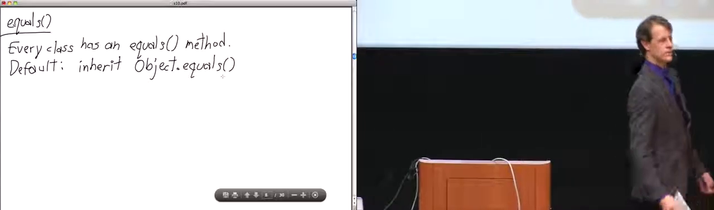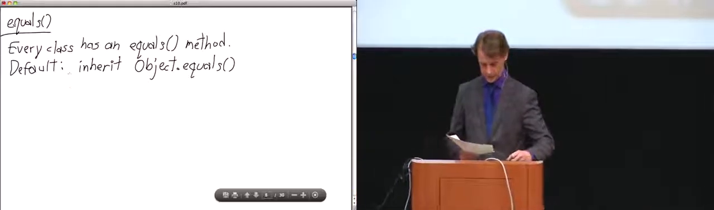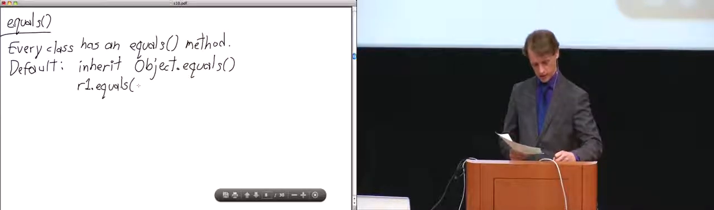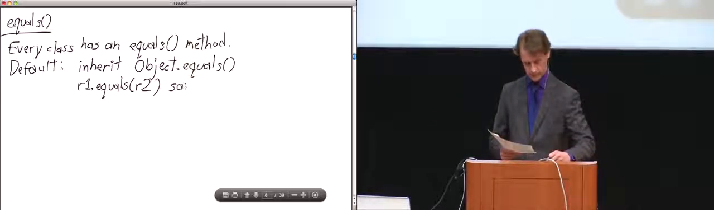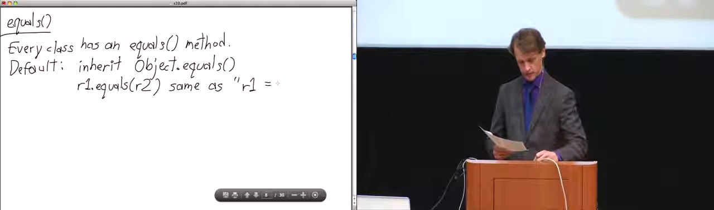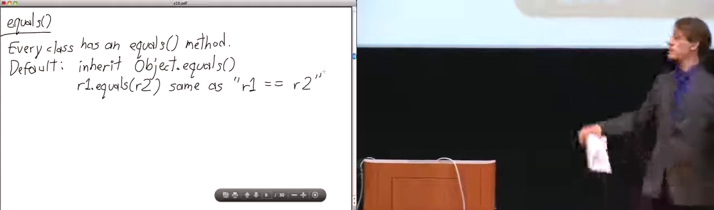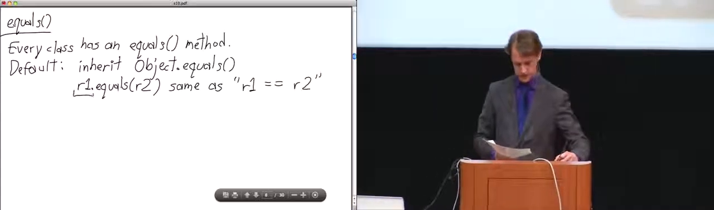Now, object.equals isn't the world's most useful equals method. It's essentially the same as reference equality. So the default is that R1.equals(R2), where R1 and R2 are two different references, returns the same Boolean value as if you'd just written R1 double equal sign R2. By the way, these are not exactly the same. There is one very important difference that some of you have already run into while doing your assignments, which is that when you use dot equals, you will get a runtime error if R1 is null.